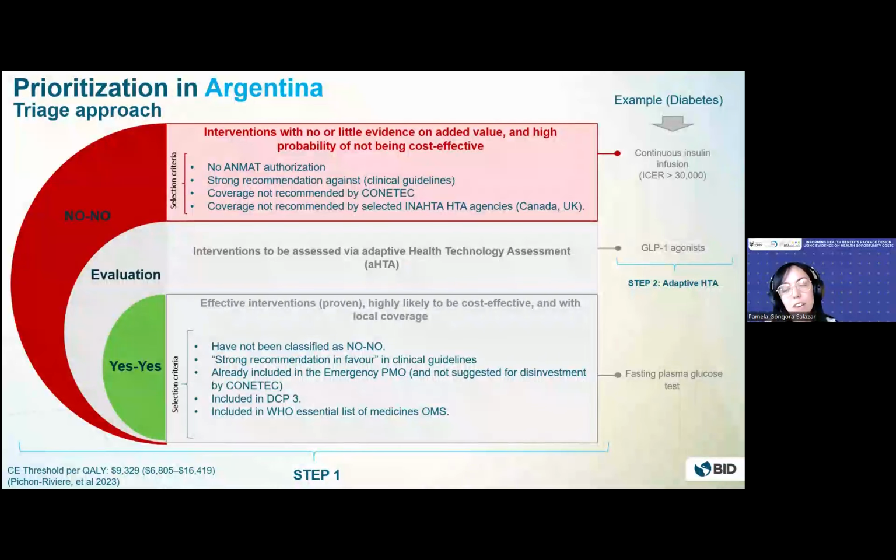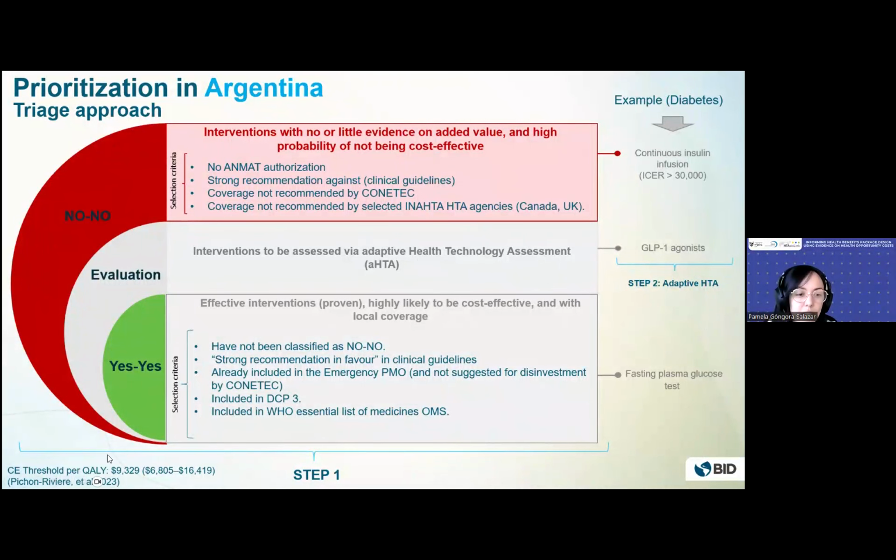So for instance, if the UK is not offering a certain intervention in the health benefits package, or they don't have a health benefits package covering this intervention, nor in Canada, nor in the UK, why should Argentina, which is a less developed country with lower income, cover it? It is very unlikely that it's going to be cost effective.